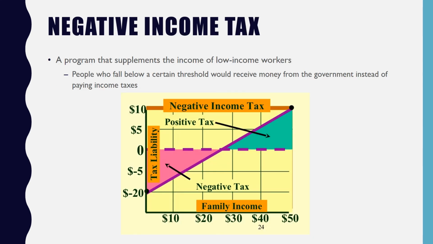And lastly, we do not have this in the United States. Economists sometimes propose this, and the idea here is a negative income tax. The idea is that this would supplement the income of low-income workers. In fact, people who fall below a certain threshold would not pay any income taxes. They would receive payment from the government. And that would be another method of trying to reduce income inequality and take care of poor people in society.